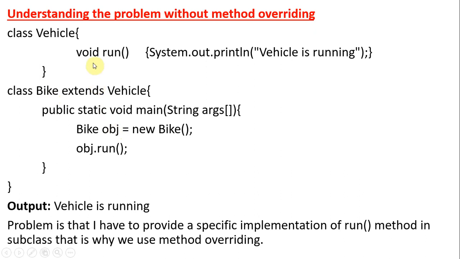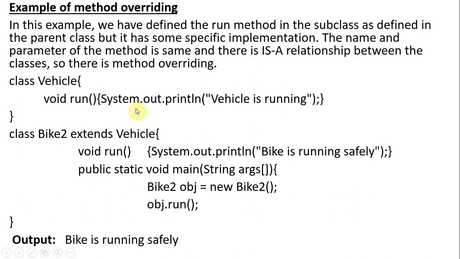So I want to create a run method. By calling the run method, we are getting a "vehicle is running" message which is already there in the Vehicle class in the run method. But I want to present how a bike is running. So for that I need to implement a new definition for the run method in the subclass also. So that is happening here.